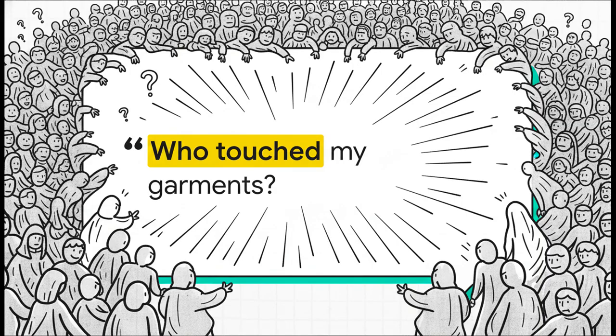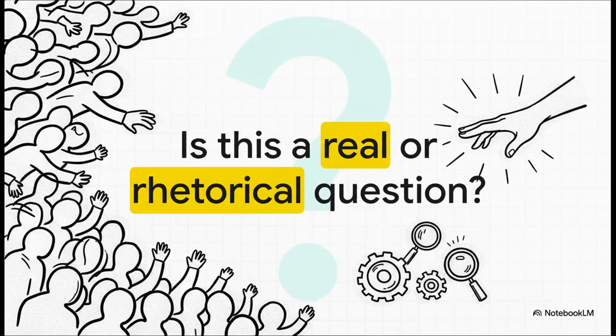Think about this famous quote from the Gospel of Mark. Jesus is walking through this massive, crushing crowd of people. He feels power go out from him, stops, and asks, "Who touched my garments?" Is this a real or a rhetorical question? Well, the disciples definitely thought it was real. They essentially looked at him like he was crazy and said, "What do you mean, who touched you? Look around. There's a literal mob of people bumping into you."